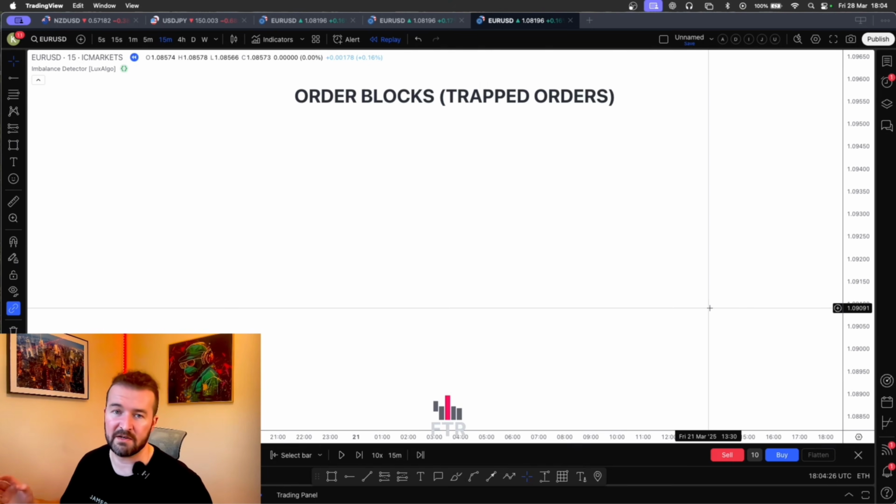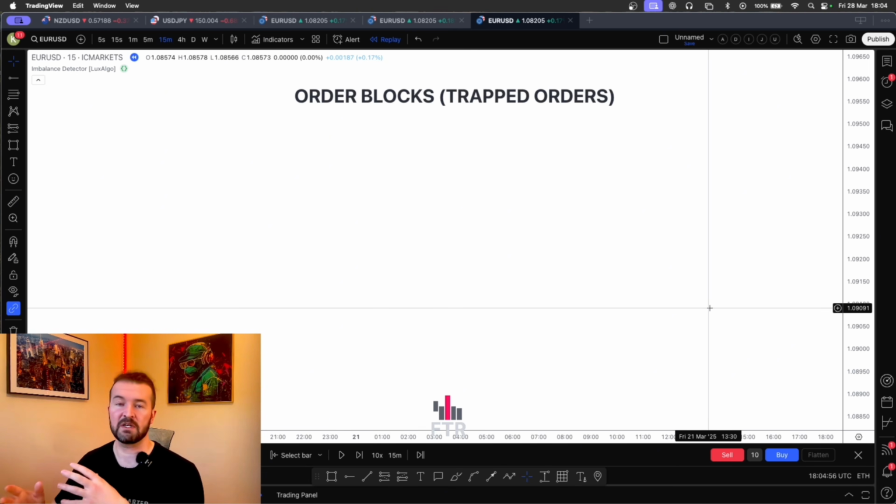Part number 3 is my favorite. It's order blocks, otherwise known as trapped orders or blocked orders. Similar to the imbalances, they show you essentially a big burst of momentum or a big burst of volume coming out of a particular area. Now, an order block is usually an opposite colored candle which has formed a little bit of an apex or a swing in the structure, or it could be the last candle before the breakout of a tight range.